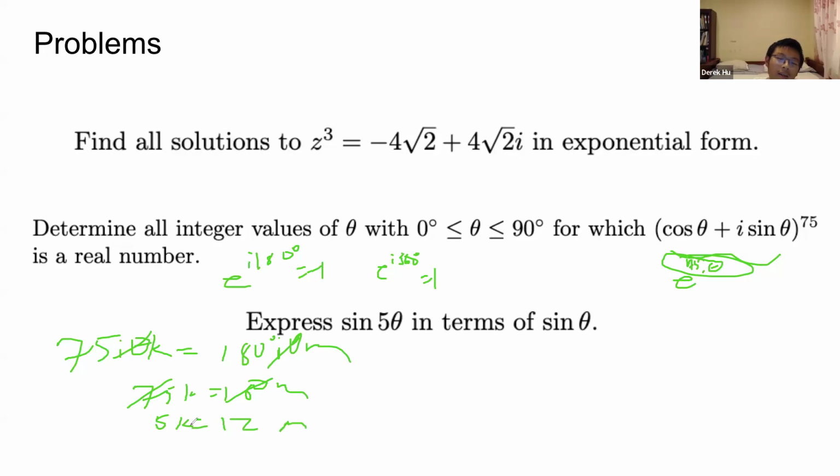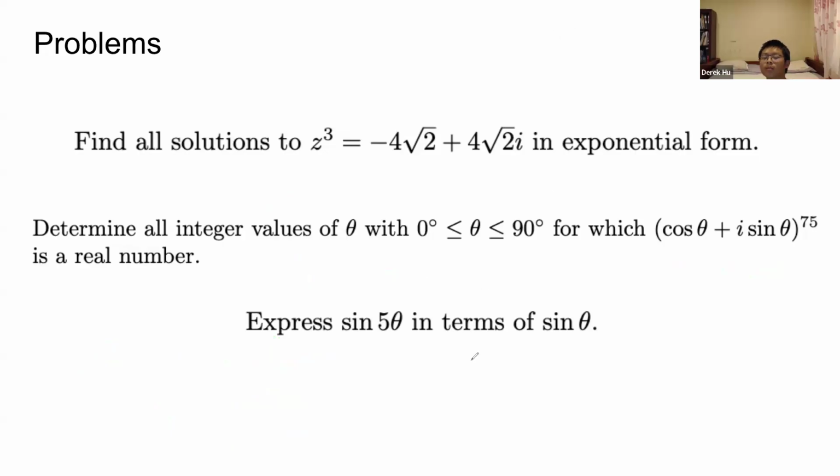So then we see that k must be a multiple of 12 in order for this to be a real number. Thus theta equals 0 degrees, 12 degrees, 24 degrees, dot dot dot, all the way to 84 degrees.